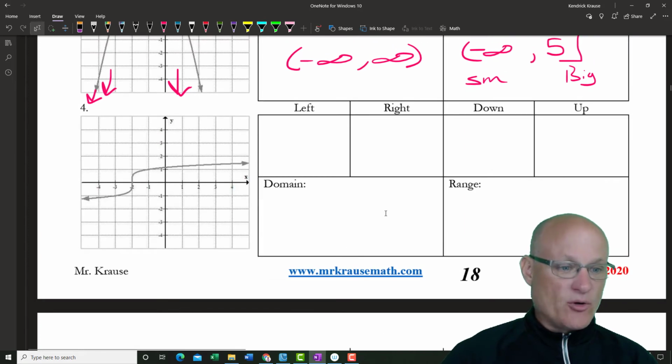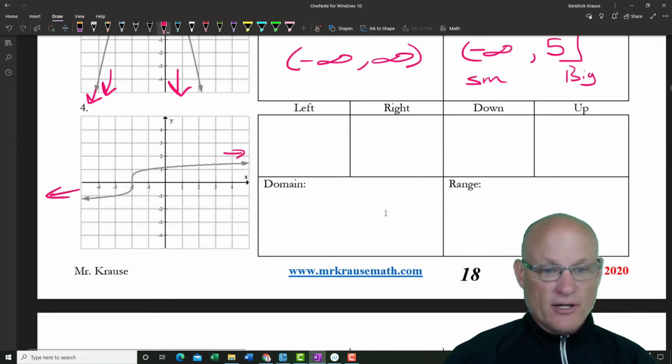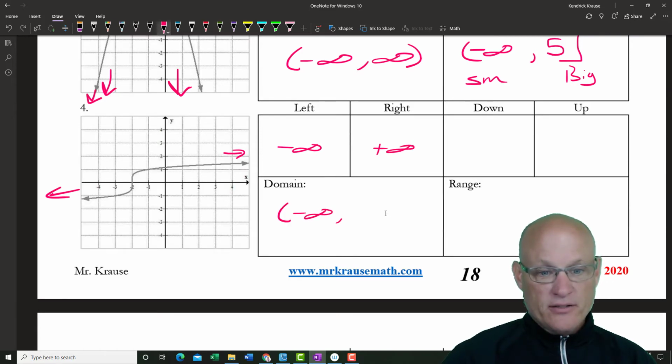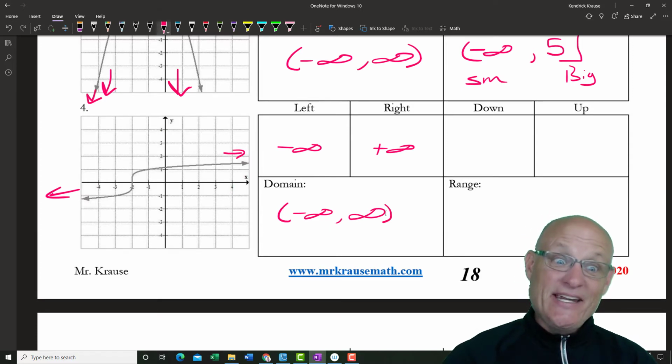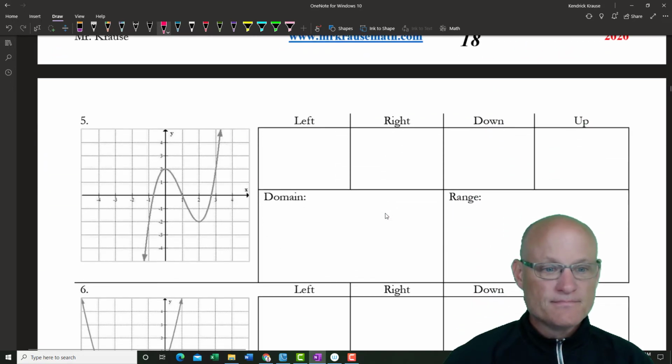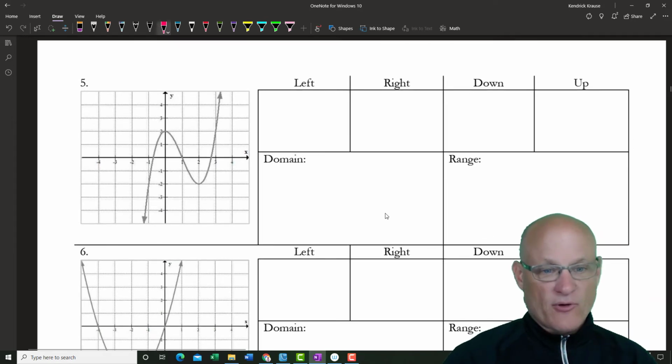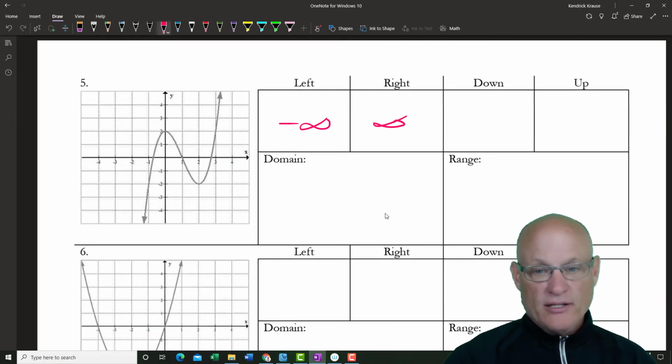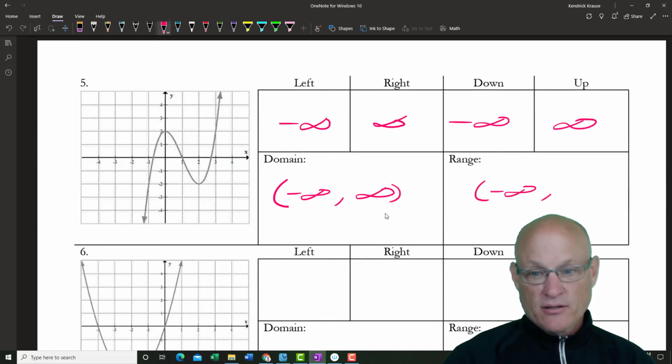So this is another one that's going forever and ever to the left, forever and ever to the right. So negative infinity to positive infinity. It's also very slowly going up and very slowly going down forever and ever. So this is also negative infinity to positive infinity. This next one's going forever and ever to the left, right, down, and up. So again, negative infinity to positive infinity for both. Kind of a boring one.